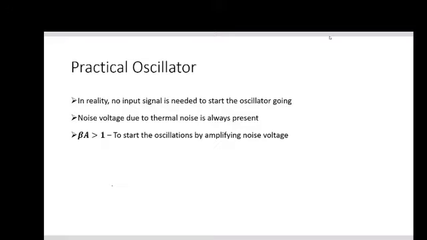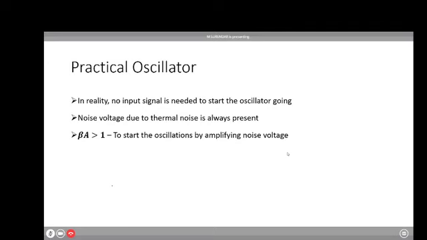In the noise voltage, it is not necessary that there is only one frequency. It will be a collection of frequencies. What the feedback network does is select only one frequency, and the circuit starts oscillating and amplifying at that frequency. That is the beauty of the practical oscillator. We will be designing some oscillators for your lab as well.